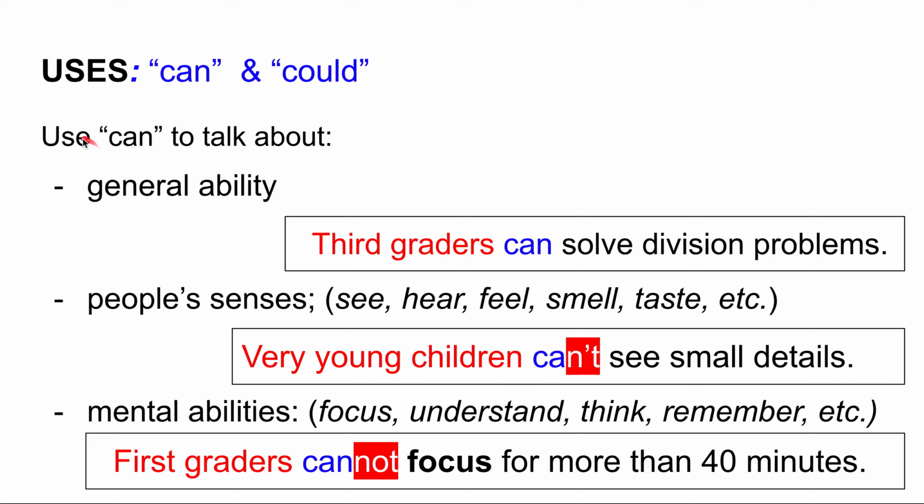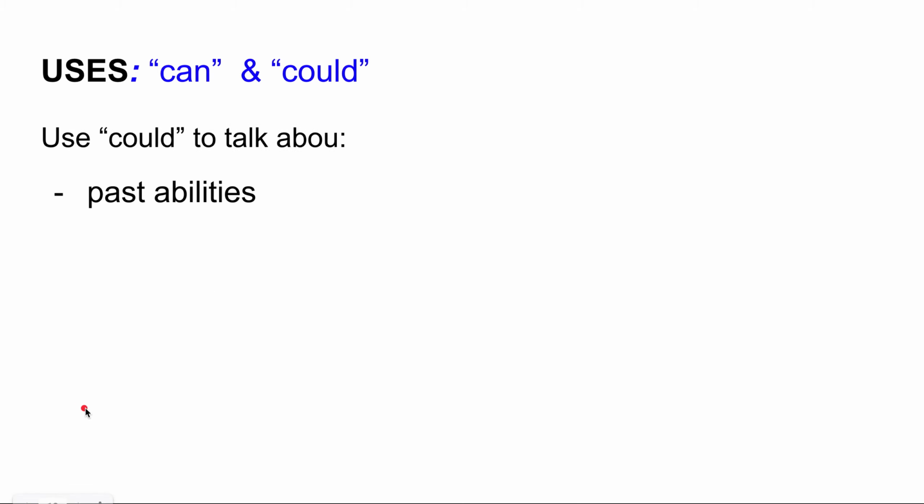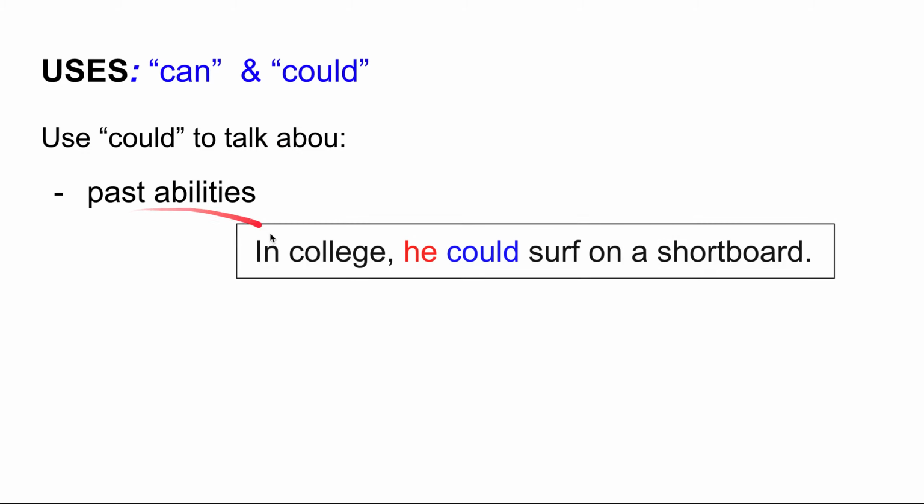So just to review, we use can to talk about general ability, people's senses, and mental abilities. Moving forward, we use could to talk about past abilities. So, for example, in college, he could surf on a shortboard.